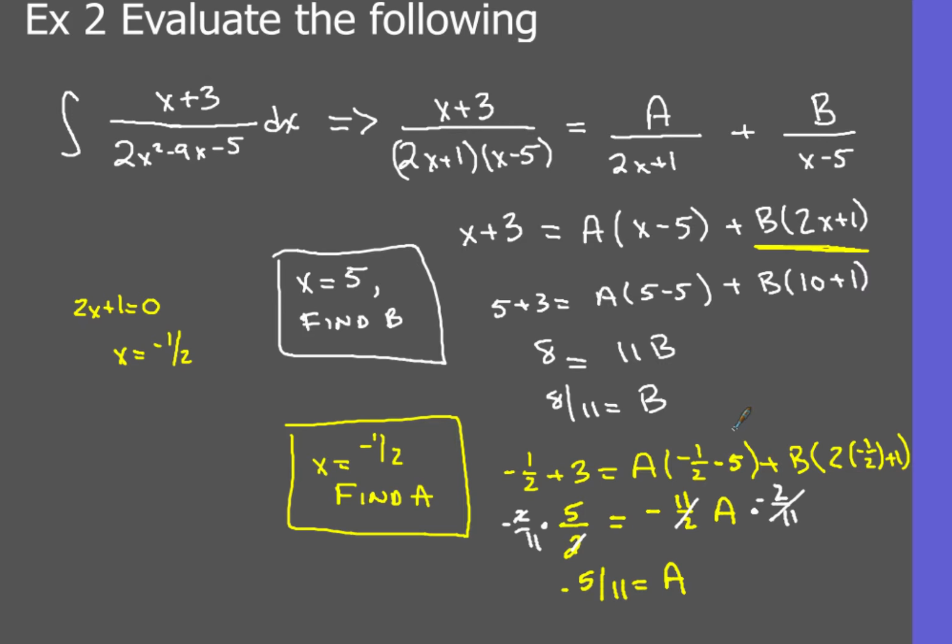Once we have those two constants, A and B, now we're actually going to be able to rewrite. We're going to substitute those in for the A and B values right here. So we're going to go ahead and rewrite this integral now just using the constants that we found, 8/11ths and negative 5/11ths. But this is how we're going to write it.